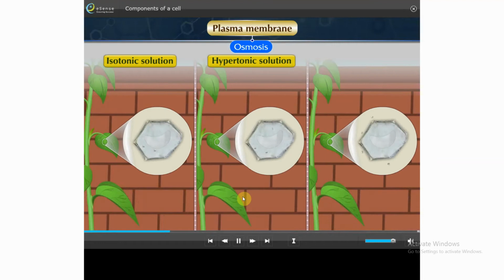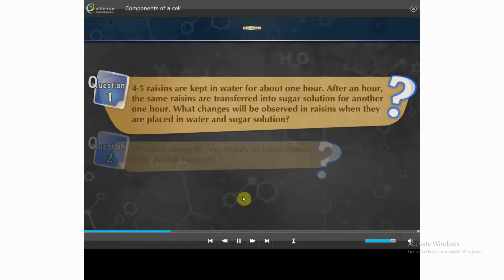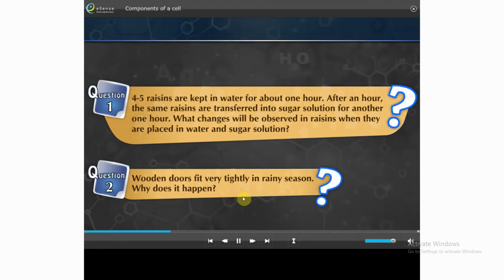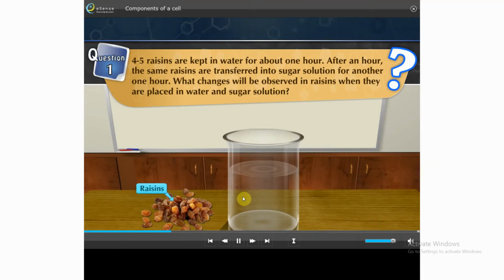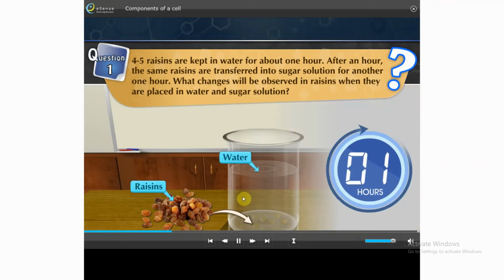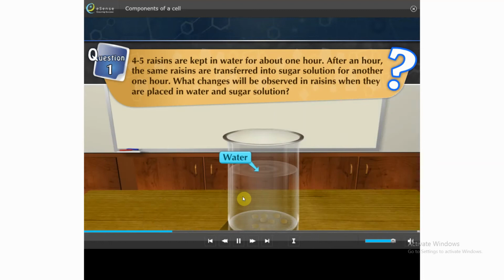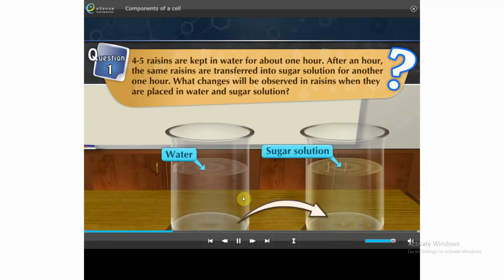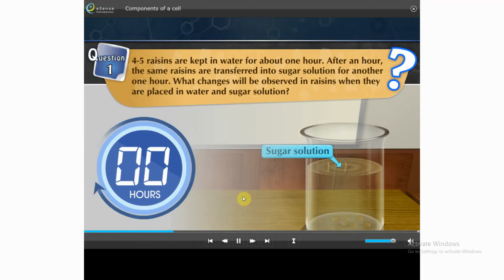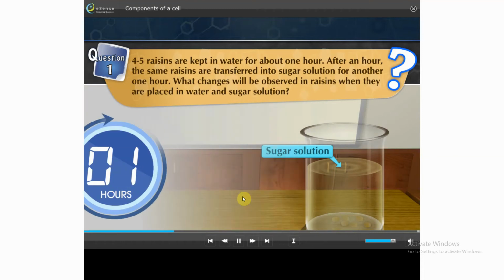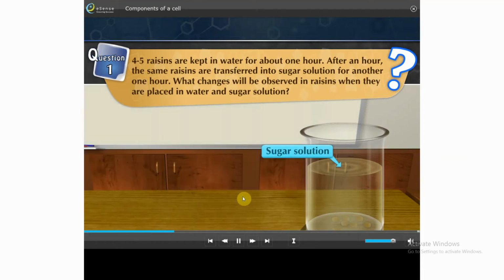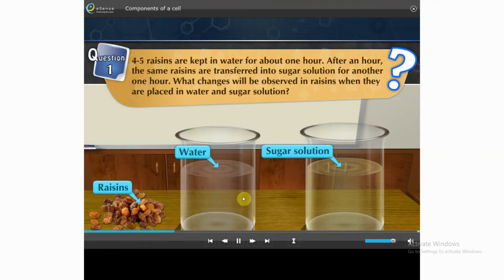After this quick study about osmosis, let's see if you can answer these questions. 4-5 raisins are kept in water for about 1 hour. After an hour, the same raisins are transferred into sugar solution for another hour. According to you, what changes will be observed in raisins when they are placed in water and sugar solution?